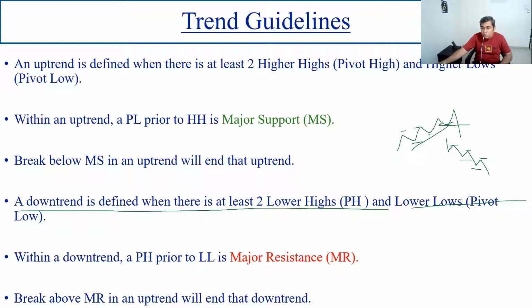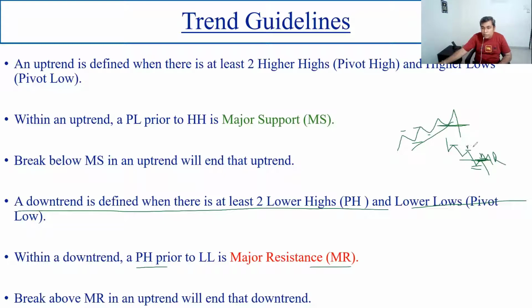So although the market is not in an uptrend because this major support has now been broken, it is not in a downtrend as well, because to have a downtrend start, we need at least two lower lows and lower highs here. Now within a downtrend, a pivot high prior to a lower low is a major resistance. So what does it mean? A pivot high, which is this pivot high here, prior to this lower low, is a major resistance.